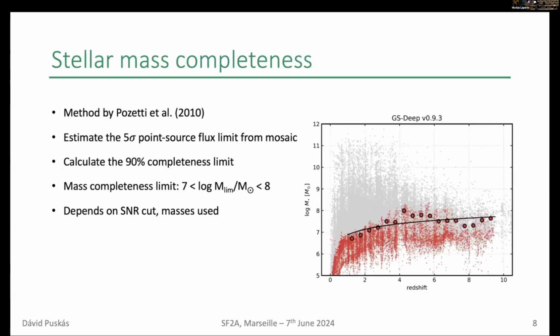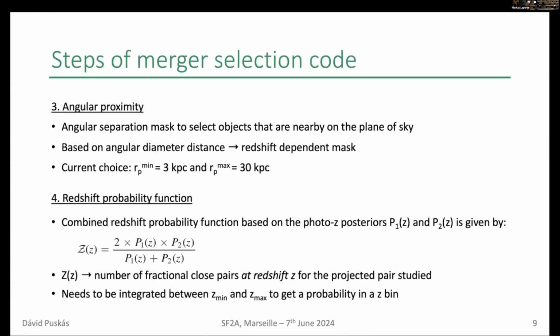We calculate this mass completeness limit by the method developed by Pozzetti et al. 2010, where basically we find the 5 sigma point source depth of the field converted to the limiting magnitude. And by looking at the faintest galaxies, we eventually get the 90% completeness limit. Overall, for the 3 tiers, this limit is between 7 and 8 log solar masses. So we only look at galaxies which are above this limit.